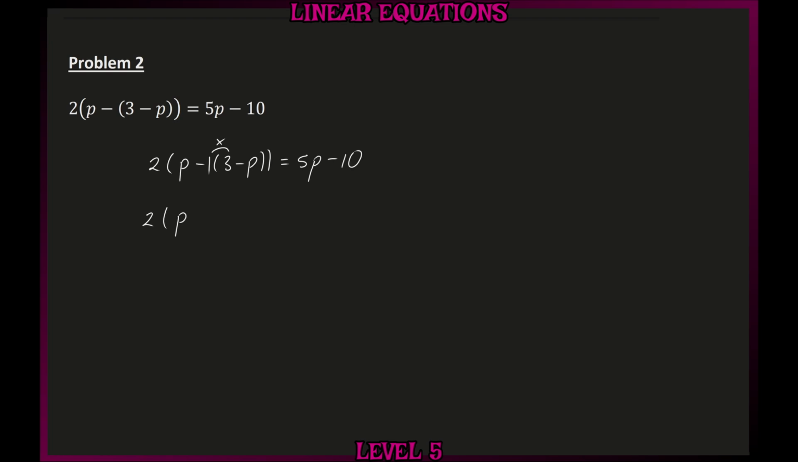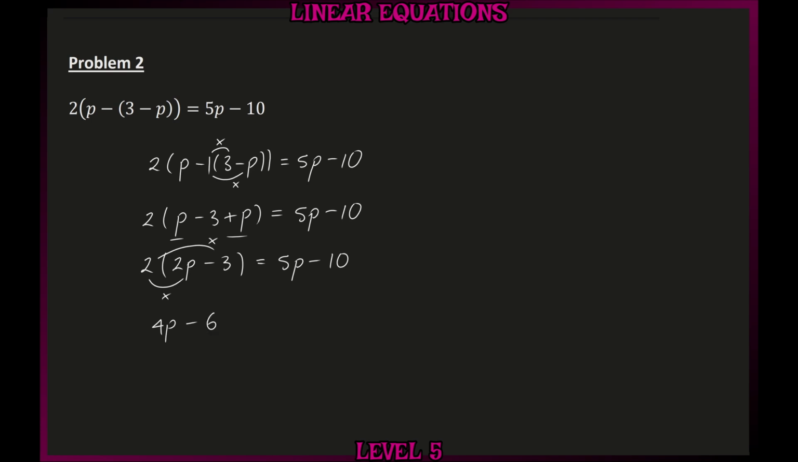So minus 1 multiplied by 3 is minus 3, and minus 1 multiplied by minus p is plus p. And on the right we still have 5p minus 10. We can now simplify the bracket to give us 2 multiplied by (2p minus 3), since p plus p is 2p, and a 5p minus 10 on the right. If we now expand the bracket on the left, we have 2 multiplied by 2p, which is 4p, and 2 multiplied by minus 3, which is minus 6, and that's equal to 5p minus 10.